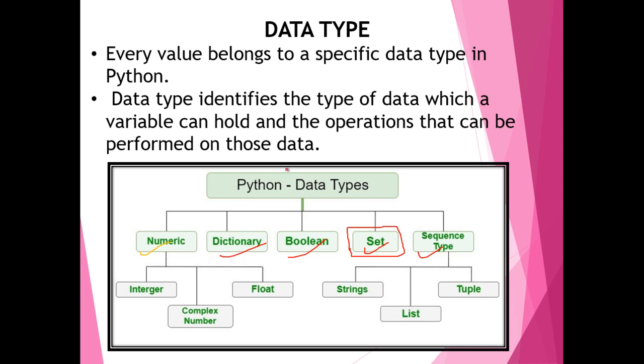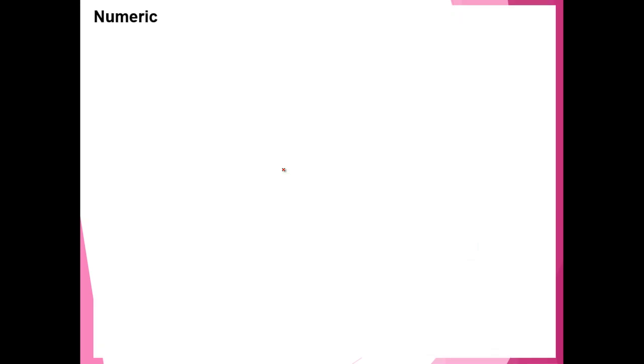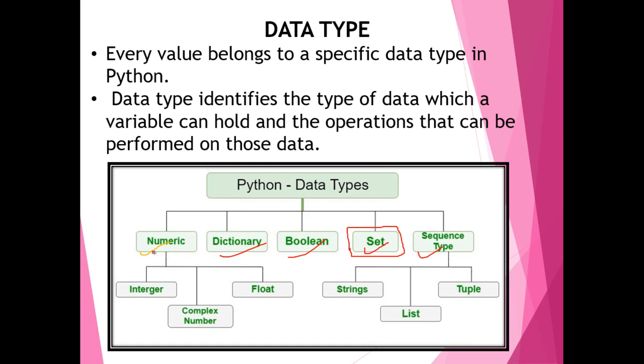As you all know, data types specify the type of data that is supported by the language, and that data can be stored in a variable of the Python language. The data type also decides the type of operations that can be performed on that data. So let's begin with the first one, that is numeric. This is the numeric one, so we begin with this type of data. The first data type that we are going to discuss is the numeric.